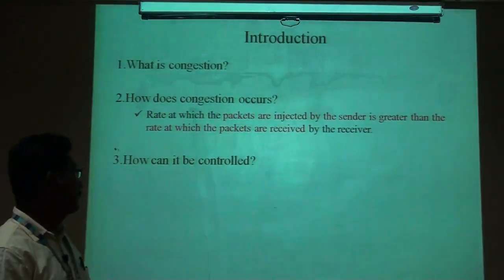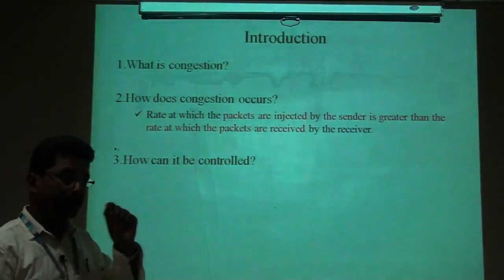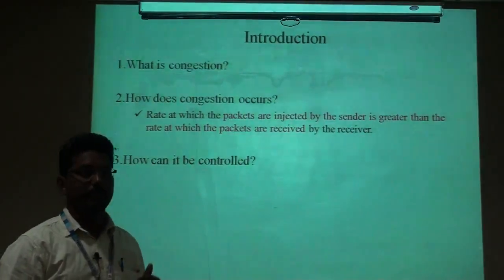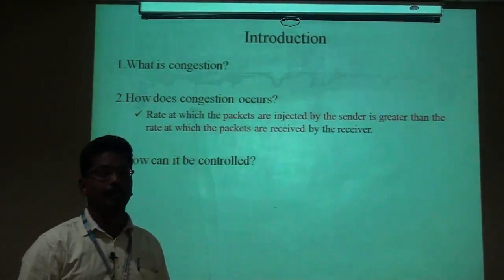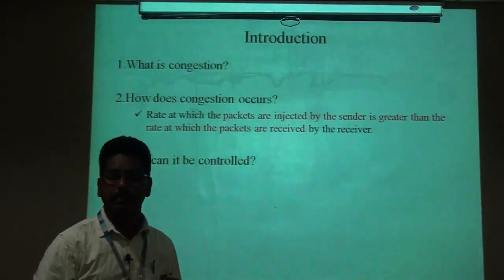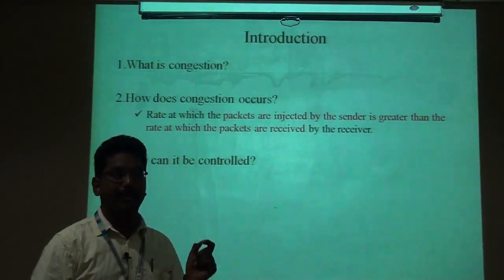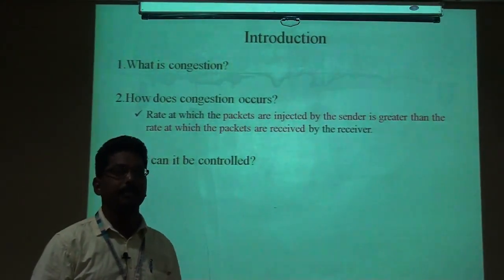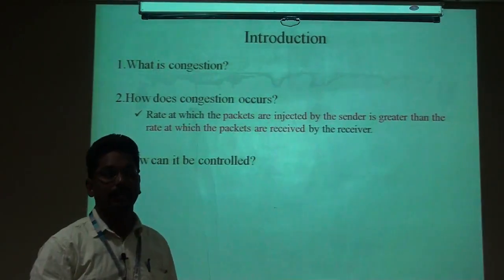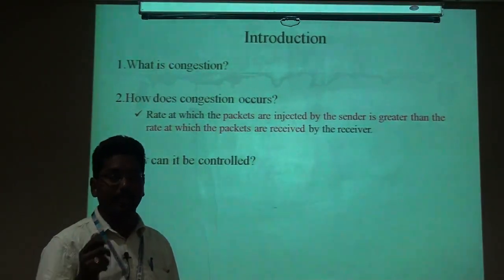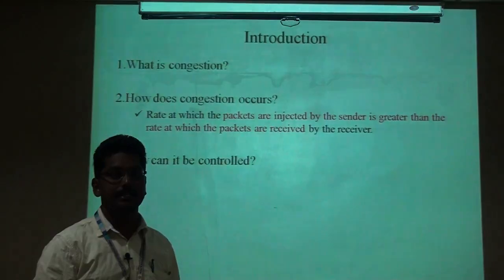In case of mobile networks or mobile communication, congestion means we have two parties in our communication. One is the sender and one more is the receiver. If the rate of the packets being emitted by the sender into the communication channel or the tunnel is greater than the rate of the packets accepted by the receiver, then it is known as congestion.